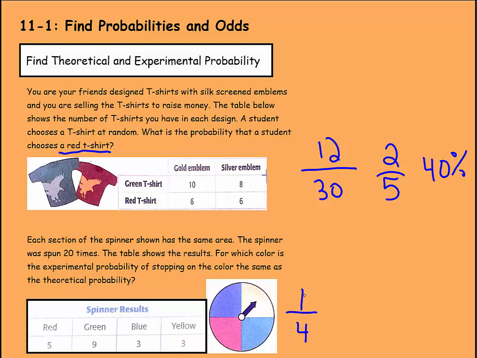So we're looking for a 1 out of 4 experimental probability. Let's look at the total number of trials. We said that it was spun 20 times. So which one of these results would match the 1 out of 4 probability? We're looking for something that is 1/4 of 20. Well, that would be 5 for red. 5 out of 20 simplifies into 1 out of 4. So for experimental probability, red would match the theoretical probability.